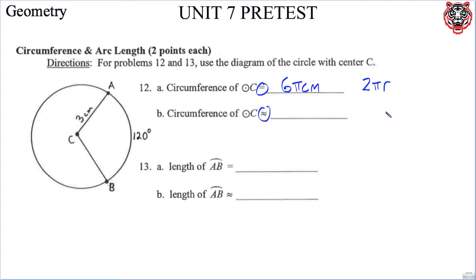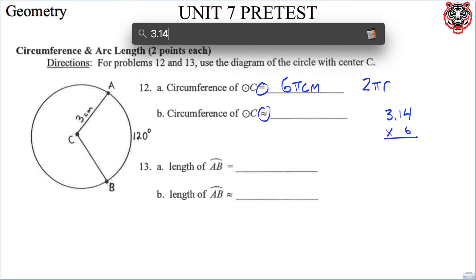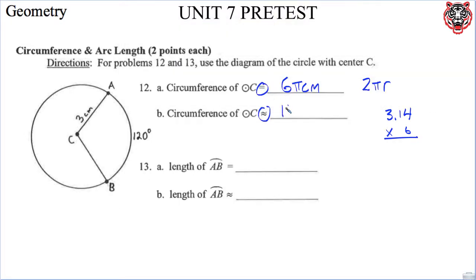I could go out and say 3.14 times 6 and do long division, or I can multiply these through this way, but I'm going to use a calculator because it's faster that way, but you should be doing this on your paper. So 3.14 times 6, and you get 18.84. 18.84 centimeters. Don't forget units.